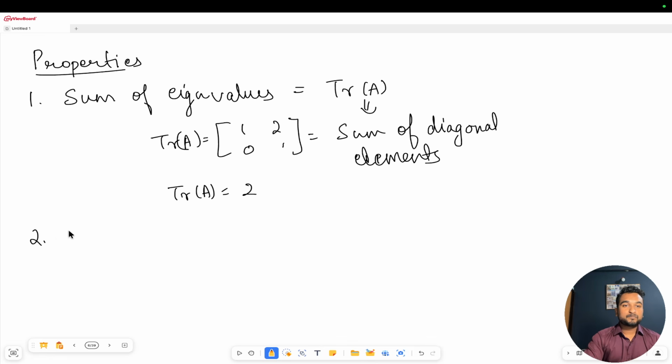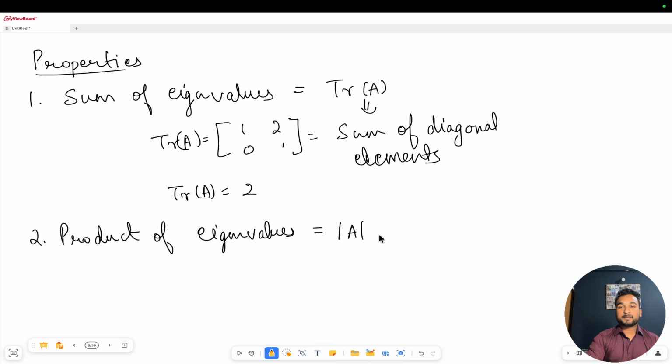Second, the product of eigenvalues is equal to the determinant of A. So this will be your second property. Most of the eigenvalue and eigenfunction related questions will be solved from these two properties, that is, trace of A and determinant of A. Trace of A is equal to the sum of eigenvalues, and the product of eigenvalues is equal to the determinant of A.